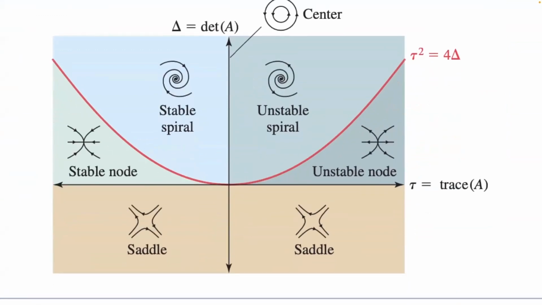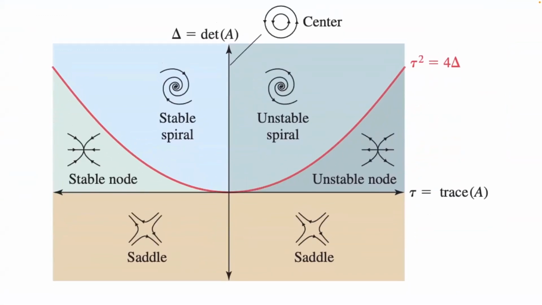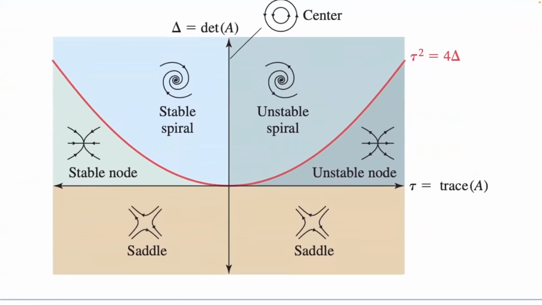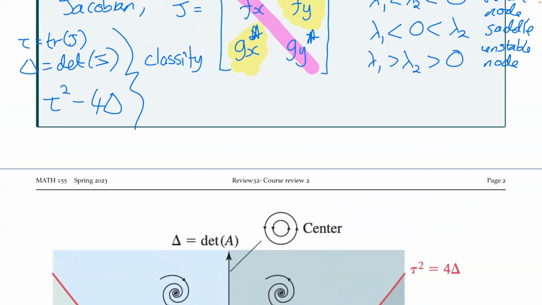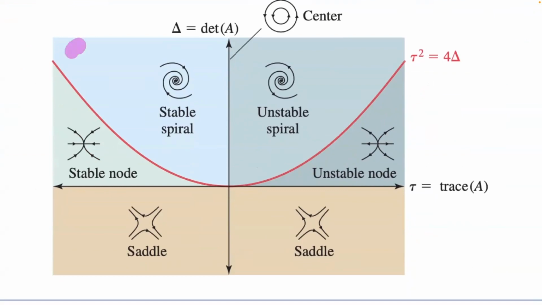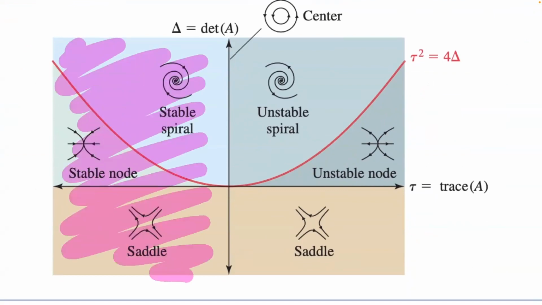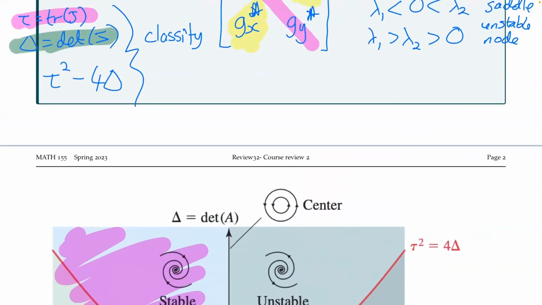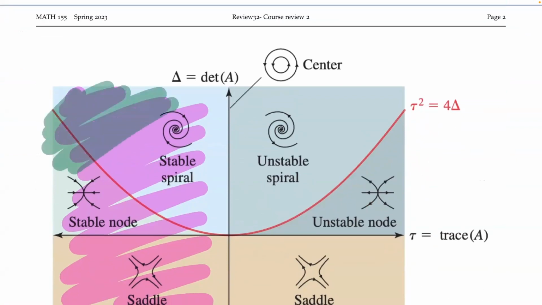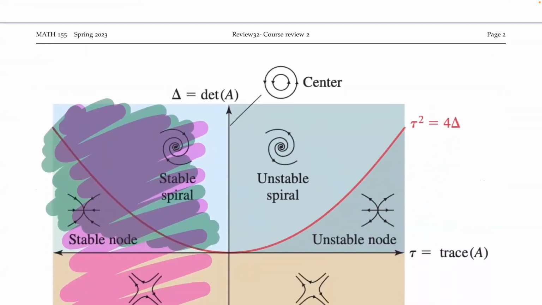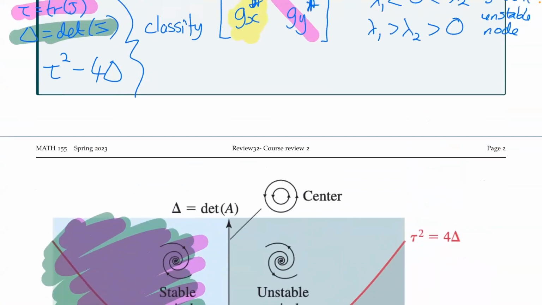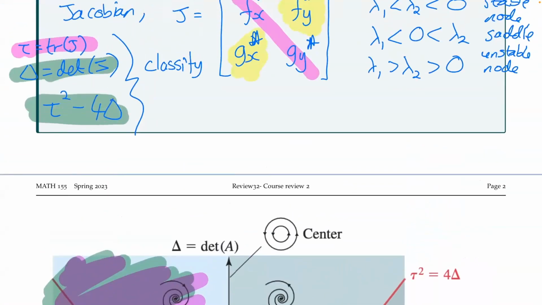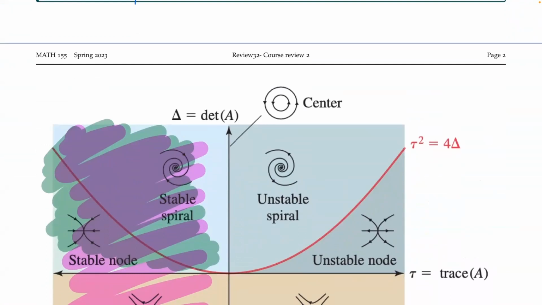So this diagram here, you guys must be sick of this diagram by now. Just to make it clear what this diagram is showing: if I find, for example, that I have a negative trace, that means I am on this side of my graph. If I then find that I have a positive determinant, that tells me I am in the top of the graph, so I'm in this region here. I can't at that point distinguish between whether I have a stable spiral or a stable node. So that's when I look at the sign of this tau squared minus 4 delta, and that tells me which side of that red line I'm on.